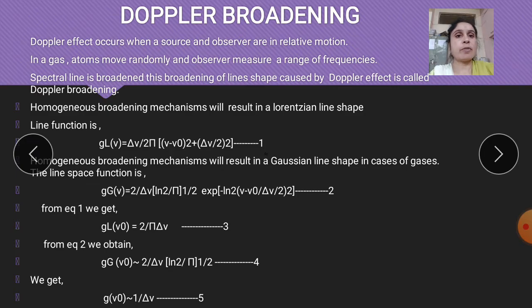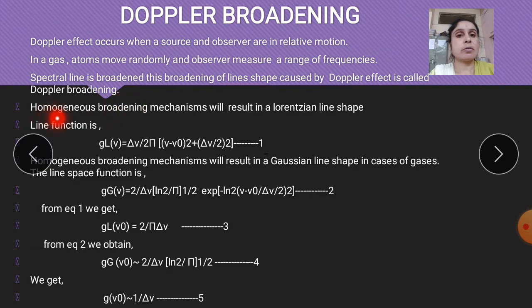So, in a gas, atoms move randomly and the observer measures a range of frequencies. When gas atoms move randomly, the observer measures that range of frequencies. The broadening of the spectral line shape caused by the Doppler effect is called the Doppler broadening mechanism.